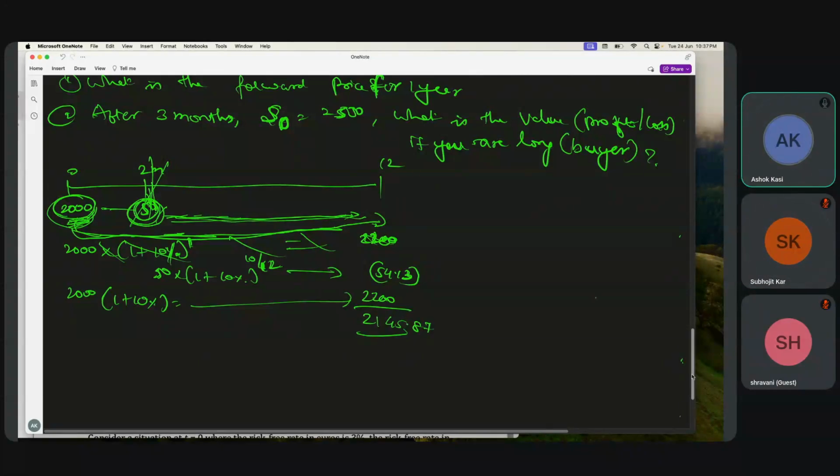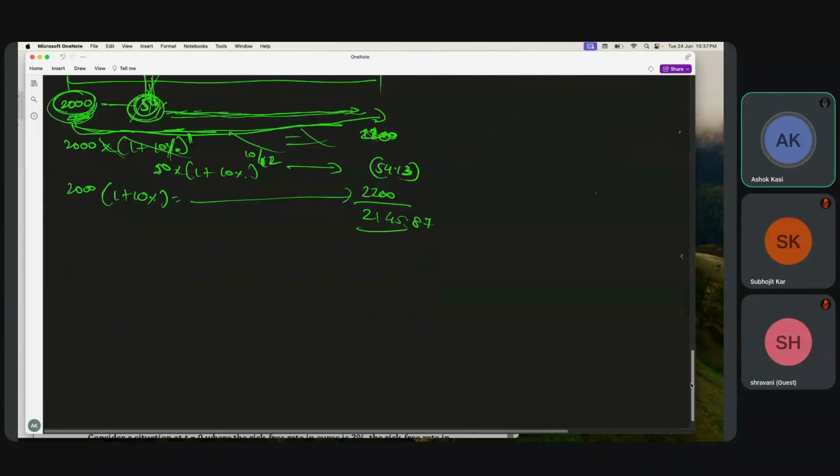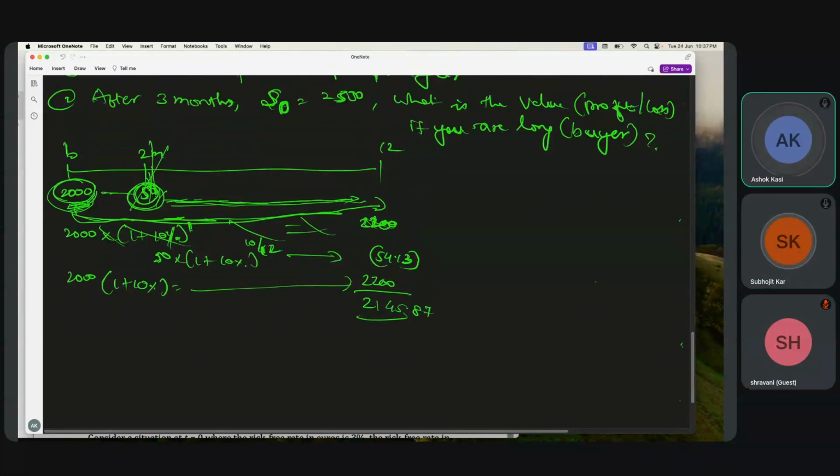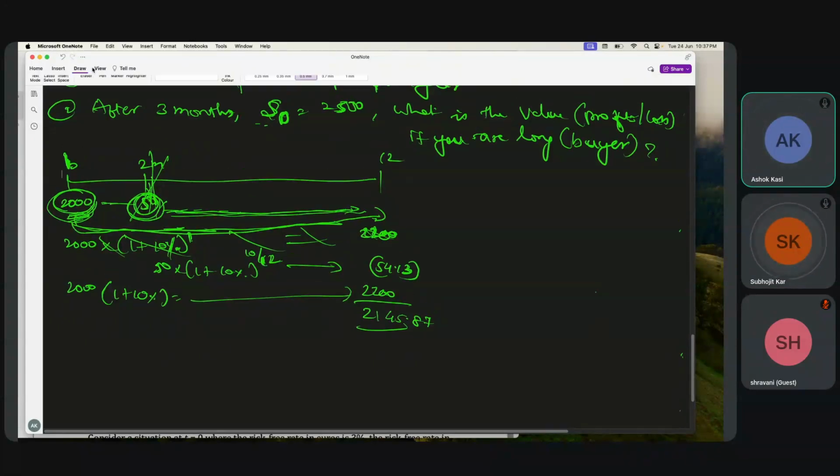I can do it in another way also. What about the third month? Right now I'm standing here only. After 3 months, what happened, we will see a little later.